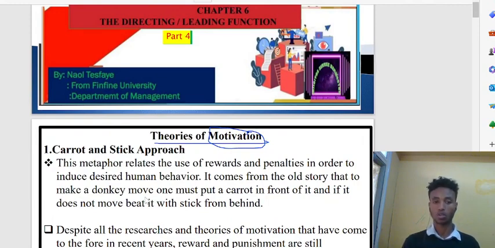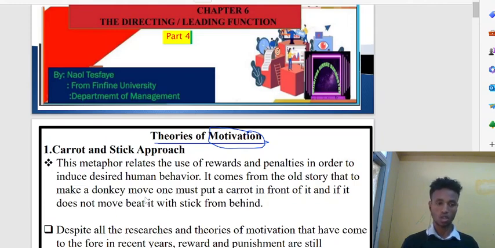Today's tutorial is about theories of motivation. Before coming to theories of motivation, we saw leadership style and leadership theory in another tutorial. Today we're going to see about theories of motivation. Under this, we have some theories of motivation. Among these, the carrot and the stick approach is one theory of motivation.